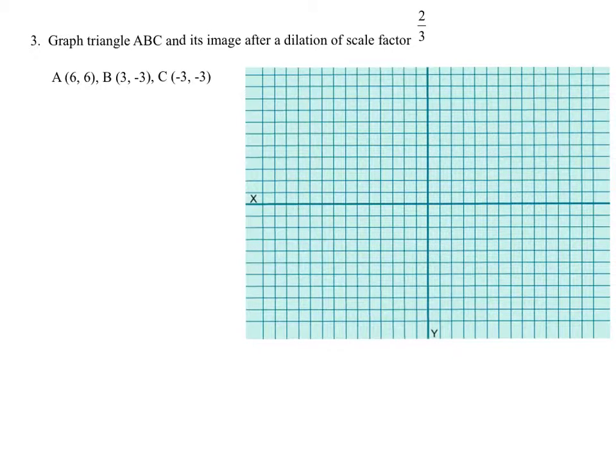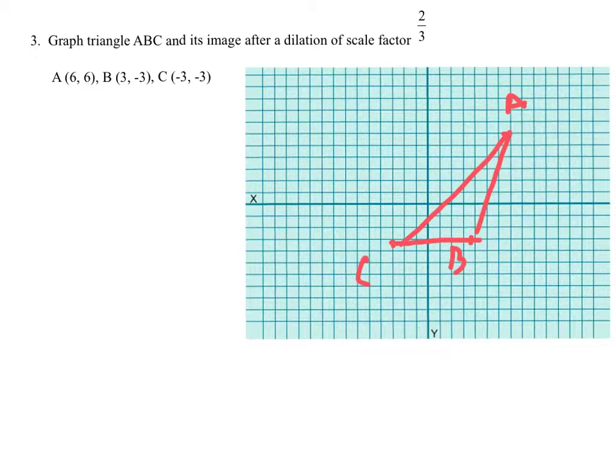So let's see, I'm going to graph this in red. All right, so A is 6, 6. 1, 2, 3, 4, 5, 6. 2, 4, 6. That's A. B is 3, negative 3. And C is negative 3, negative 3. And connect all my lines.